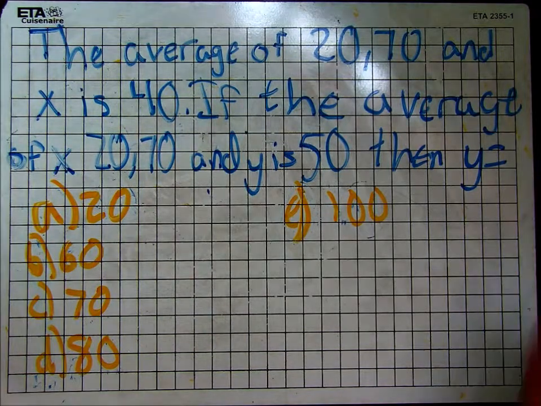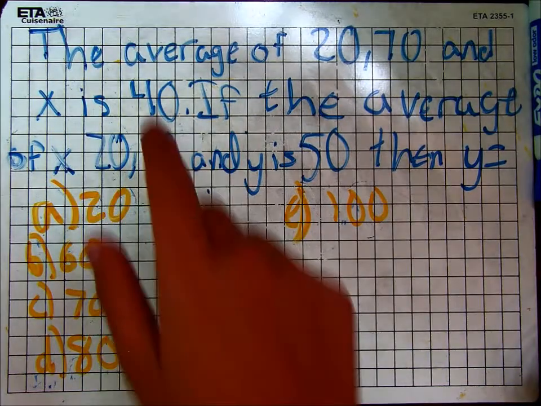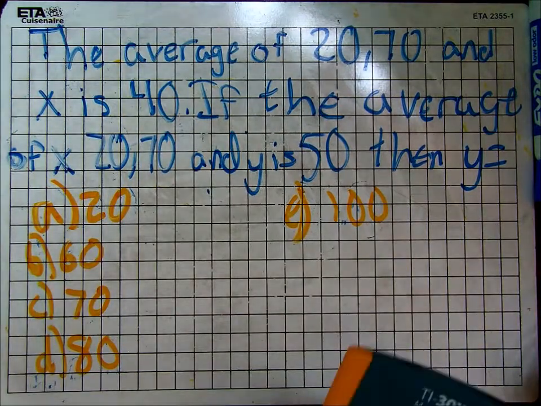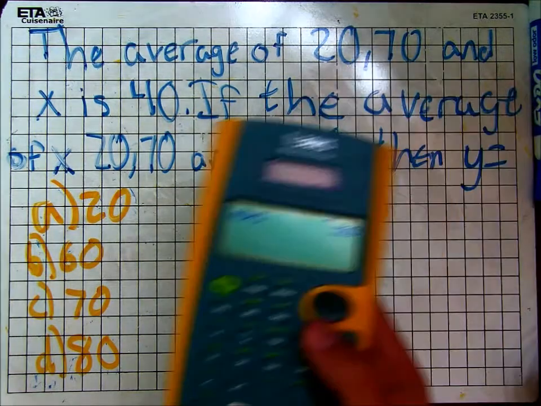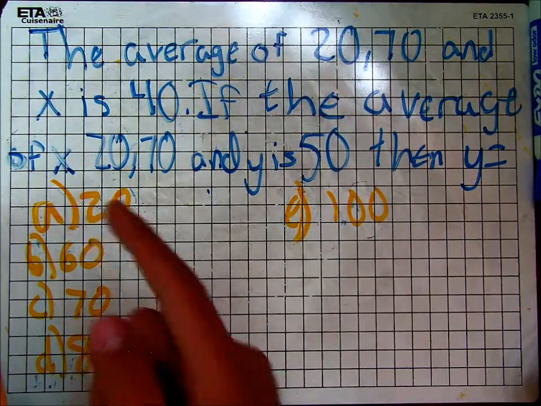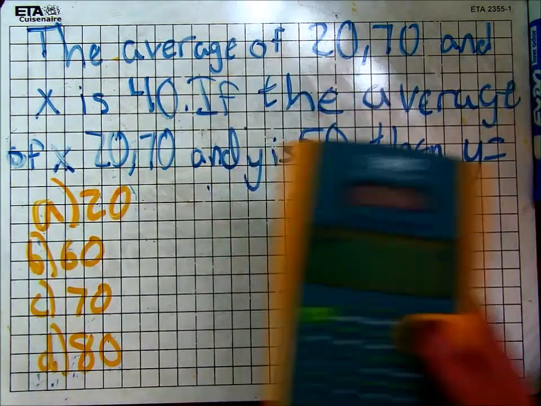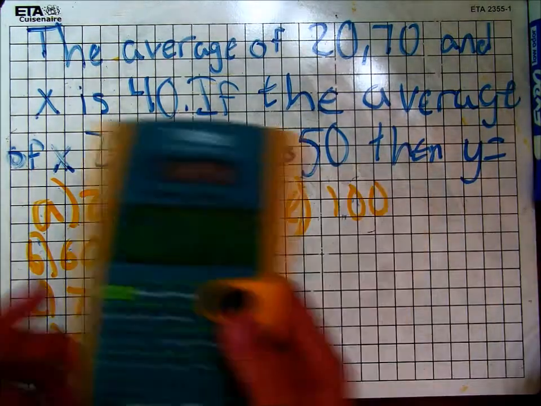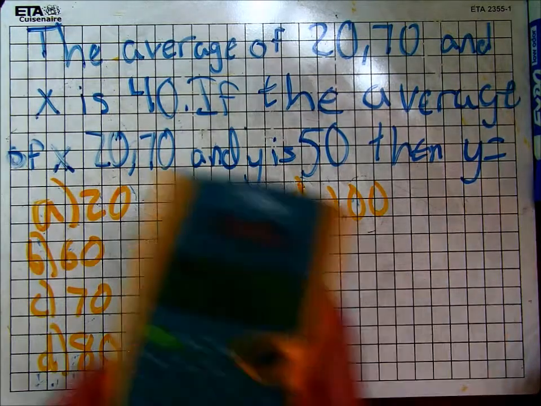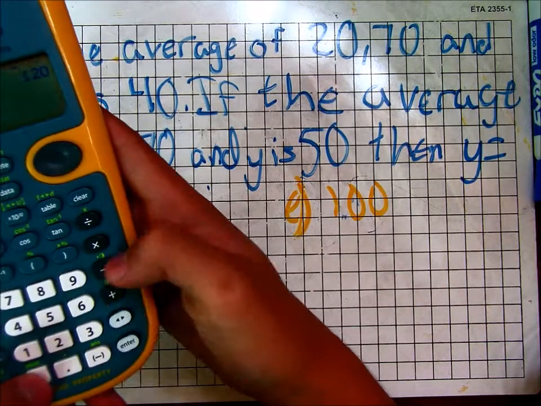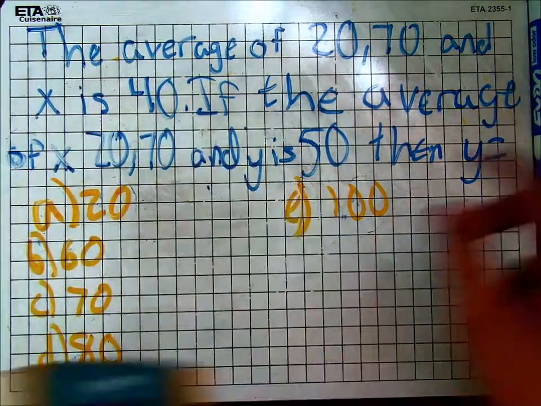So what we would do here is, we know that there are three numbers here that the average of is 40. So what I would do is multiply 40 times 3. We get 120, and we know that these three numbers added up have to add up to 120. So if 20 plus 70 equals 90, but we still need to get to 120, that means that x must be 30. If you want to do the math, just do 120 minus 20 plus 70, which is 90, you get 30. So x is 30.